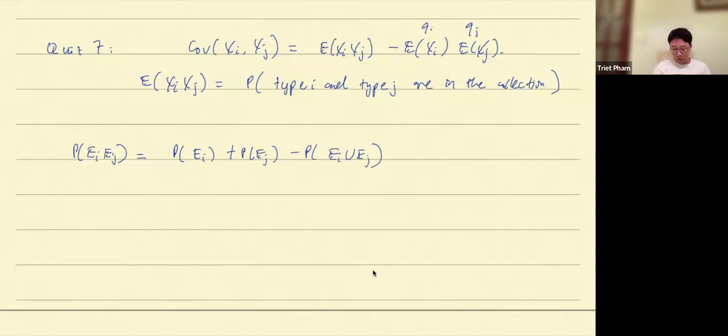Okay. Because, right, inclusion-exclusion formula says this is equal to this plus this minus that. But here, this is what we're trying to calculate. All right, so by inclusion-exclusion formula, this is Qi plus Qj, right? Because Qi is the probability type I happens in the collection. And then subtracting what? Subtracting probability of either type I or type J being in the collection, right?